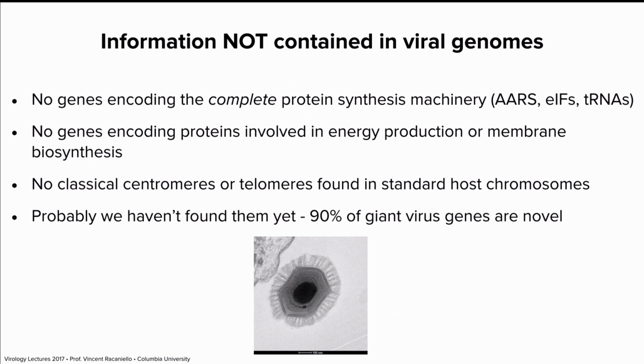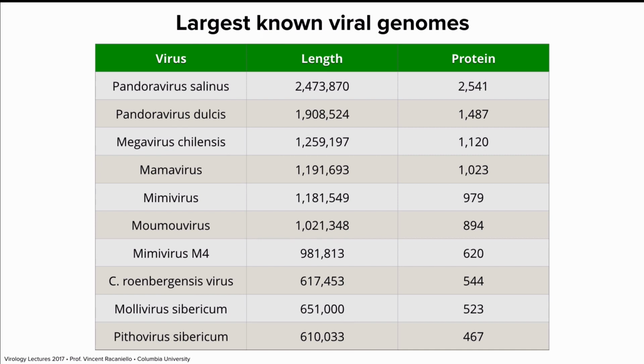In fact, when we sequence the environment and look for viral genes, 90% of them are novel. We don't know what they are. We have no clue what these proteins look like because we haven't seen them before. So it could be in the future we'll find some of these genes. So I thought you might be interested in looking at the extremes of virology, the biggest and the smallest.